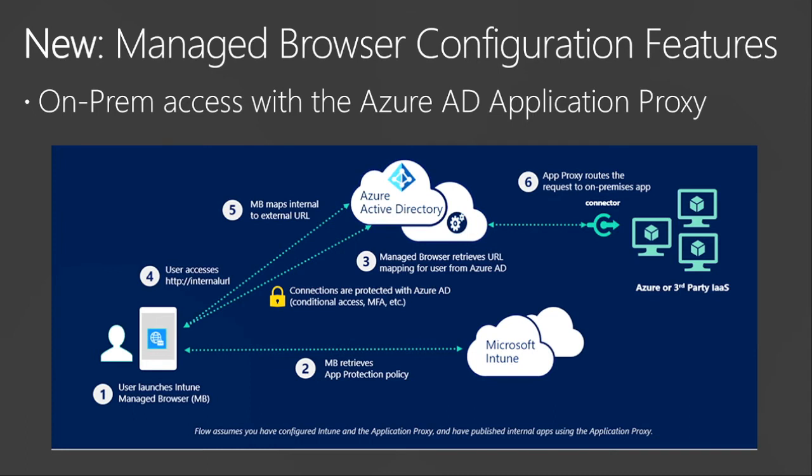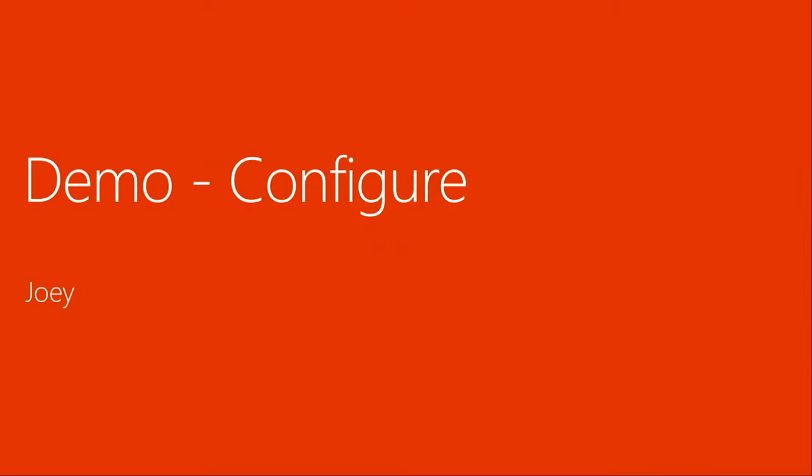It could be combined with conditional access to say that the only browser that can access these Azure AD app proxy sites is the managed browser. So now all of your internal apps can only be accessed through this browser, and this browser can be protected with policy. So let me show you a quick demo of what this app configuration looks like.